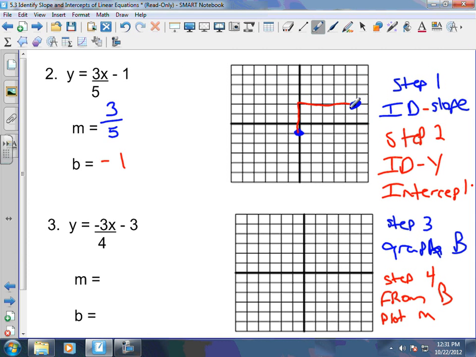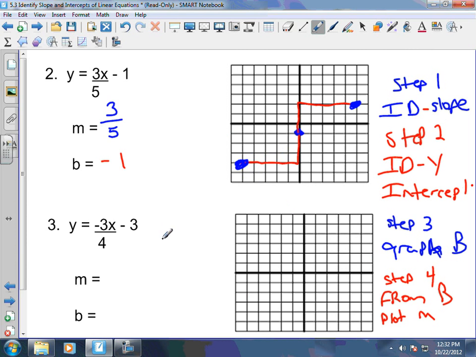Now, I have to do that twice because I need 3 dots. The problem you might notice is I can go up 3, but I can't go over 5. Well, slope goes in both directions. So if both numbers are positive, that means both numbers are also negative. So instead of going up 3, I can also go down 3, and then over 5 to the left. And then I put my dot right there. Now I have my 3 dots.